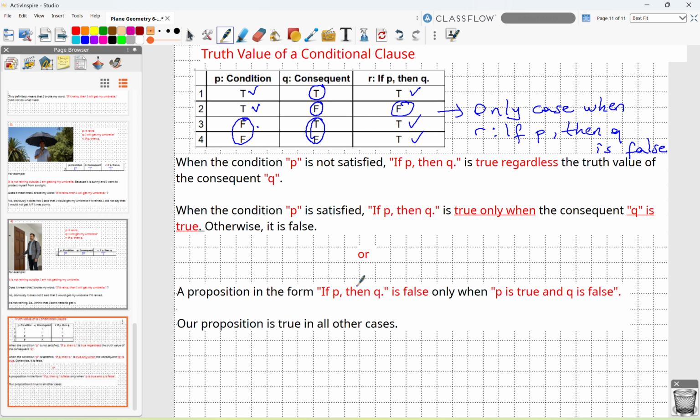Or I can summarize all this information in these two sentences maybe. A proposition in the form if P then Q is false only when P is true and Q is false. In all other cases, our proposition if P then Q is true.